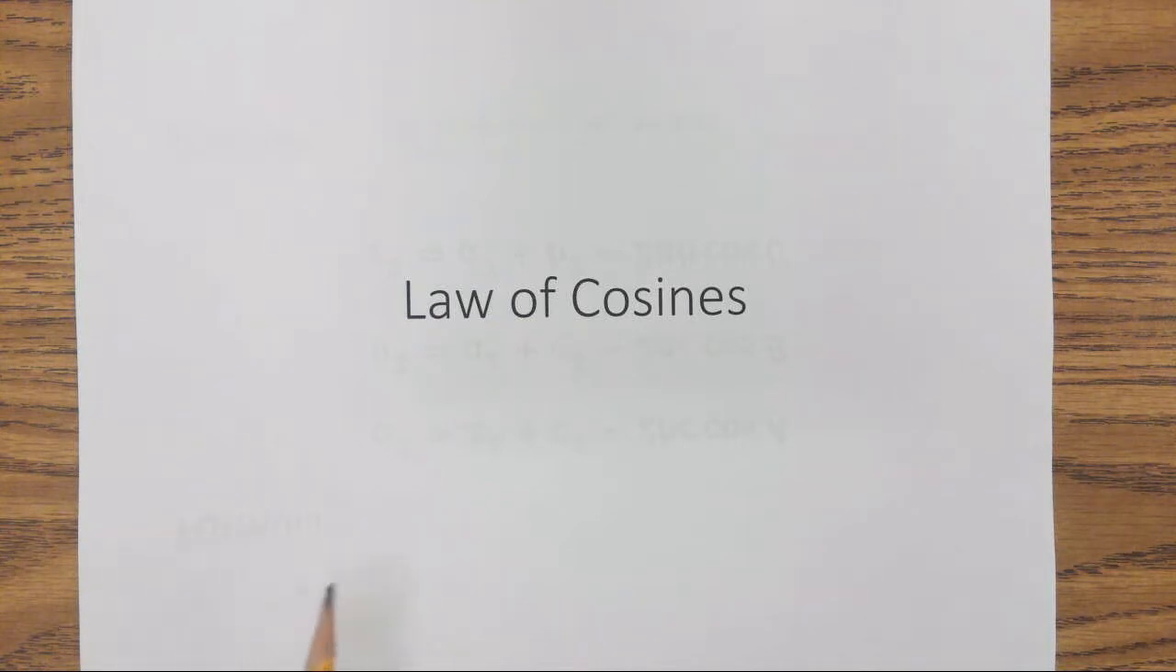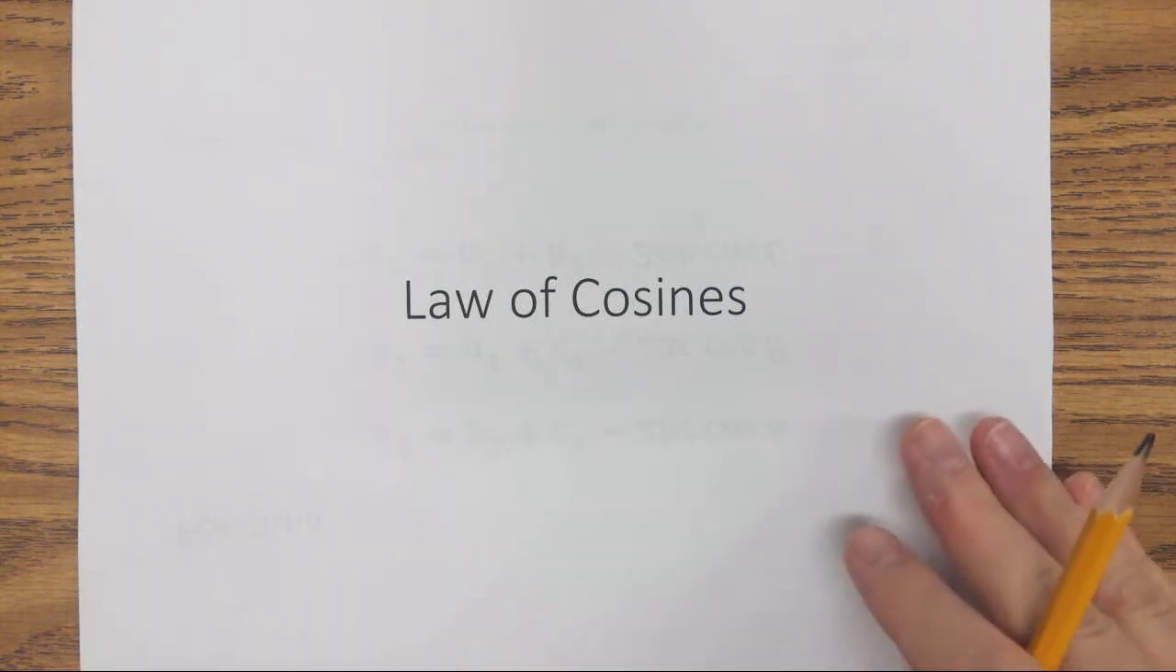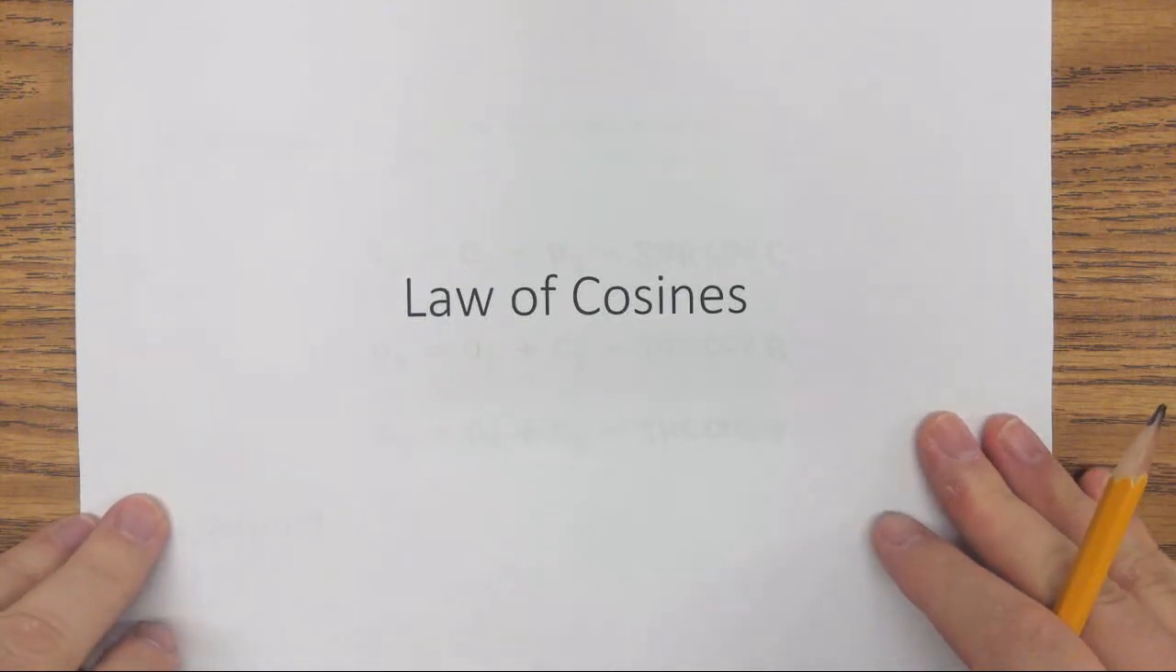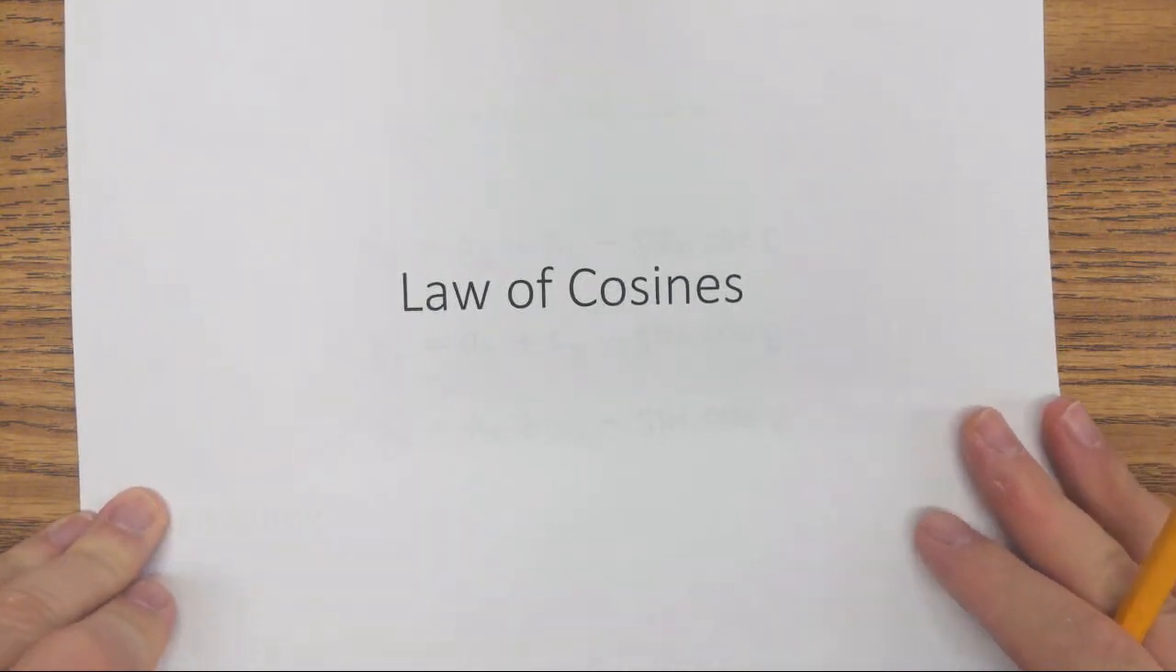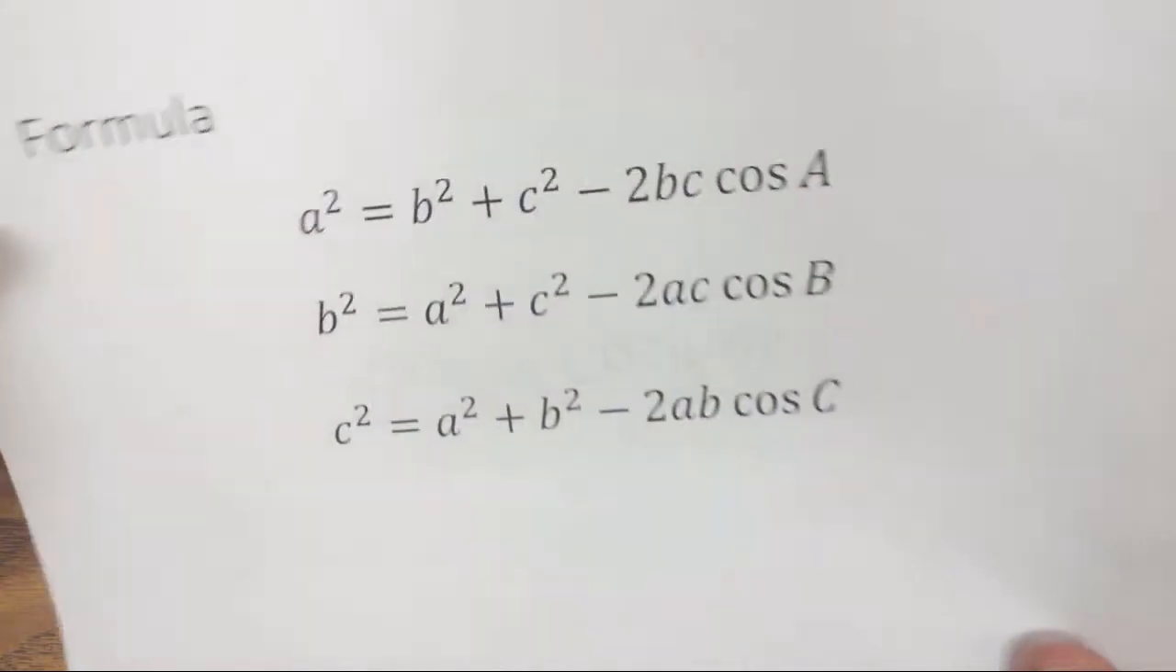So, the law of cosines is another way to solve triangles that are not right triangles. And the law of cosines always can work so long as you have the appropriate information. So without further ado, let's look at what the law of cosines is.